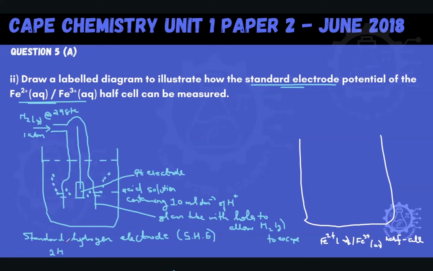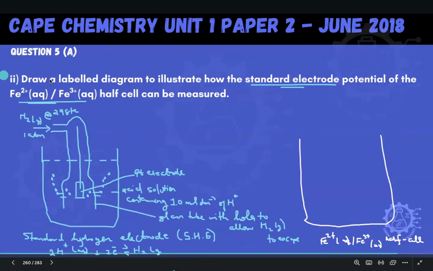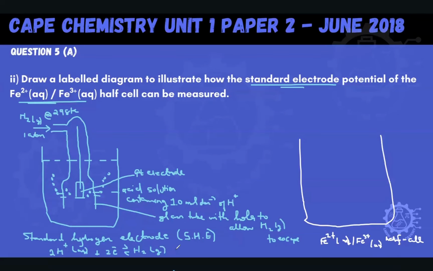It would be 2H+ (aq) + 2e- in equilibrium with H2 gas. So that would be the half reaction that represents what's going on at the hydrogen electrode. And generally, the standard electrode potential for the SHE is taken to be 0.00 volts. So we just take that to be 0.